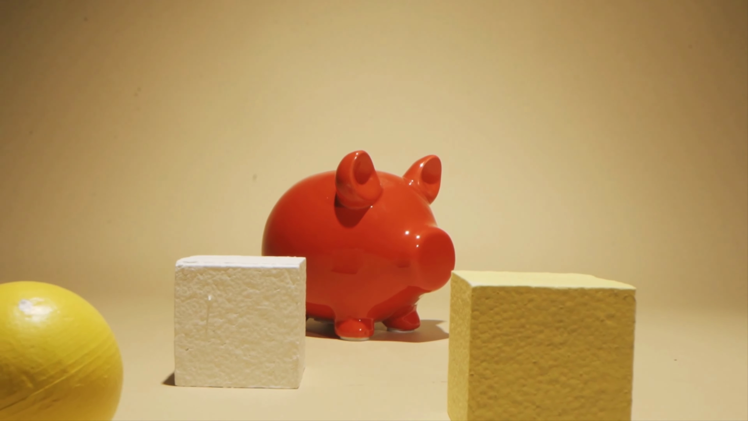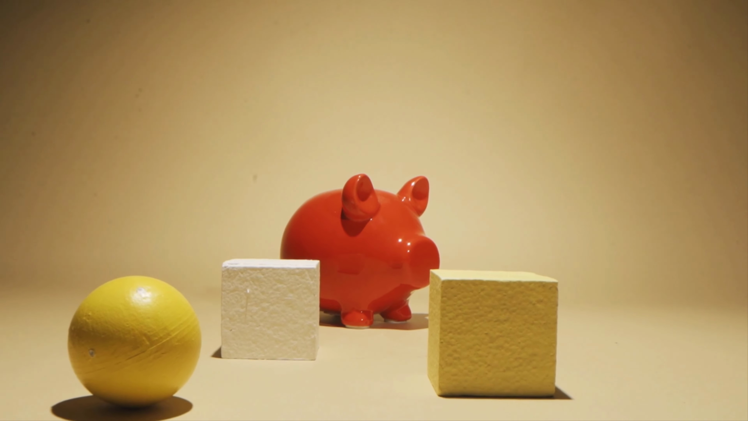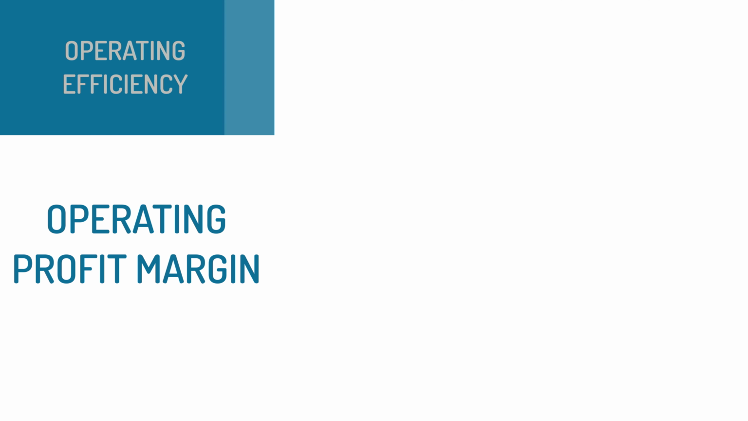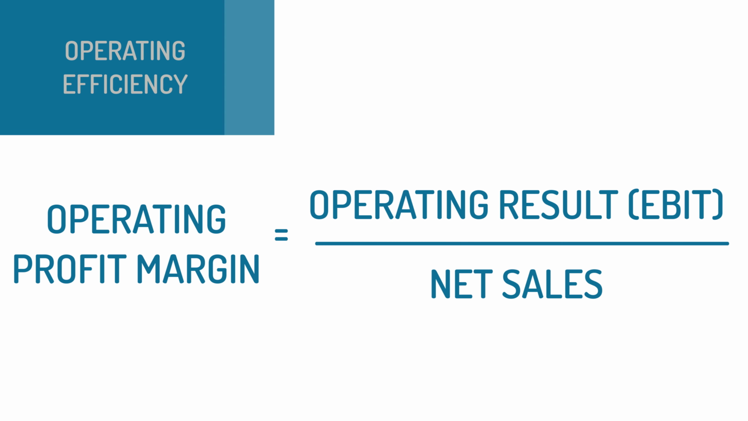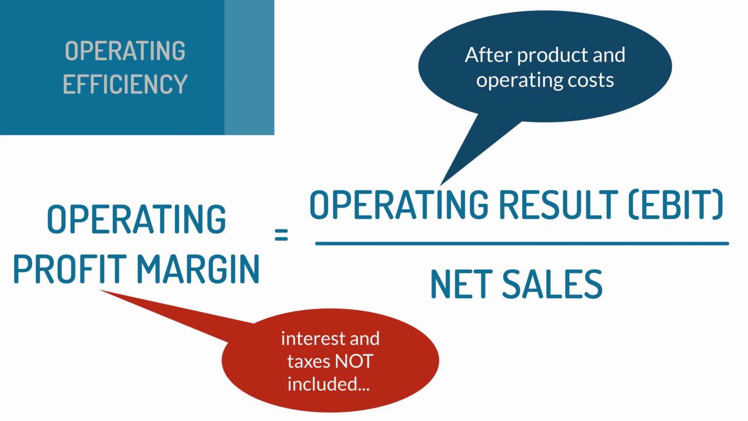A commonly used ratio for this is the operating margin. This reflects the operating profit margin of a company and shows to what extent a company is able to generate profits from its activities. The operating margin is calculated by dividing the operating result by net sales after factoring in variable costs but without interest or taxes.